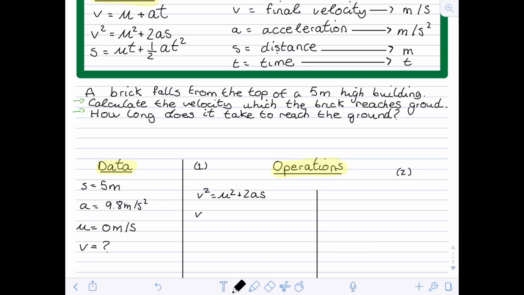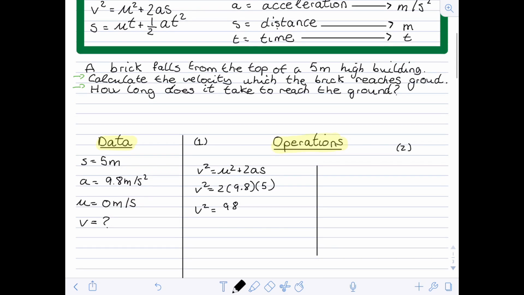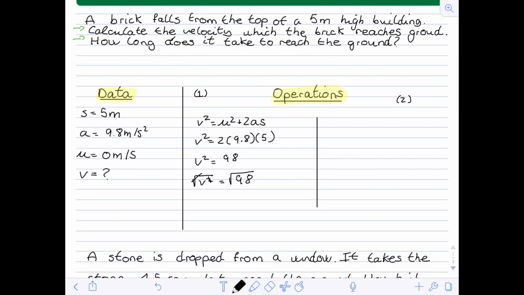So V squared is going to be our variable. U is 0, and 0 squared is 0. Then 2, gravity is 9.8, and this is going to be 5. So we know that V squared is equal to 98. Now, how do we get rid of the square here? Well, we can take the square root of everything. Whatever you do to one side of the equation, you do to the other, and this cancels out, so we have V is equal to the square root of 98.